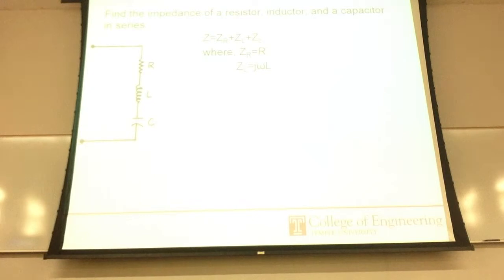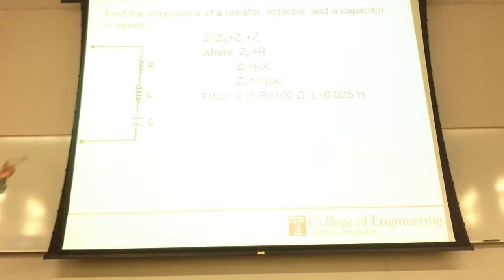Do you remember what the unit for L was? Henry, right. The next one is the impedance of a capacitor. And the units for C? Farads. Farad is the person who invented it, but we just say farad. Omega, what is omega? Angular velocity. The units for angular velocity? Radians per second, very good.